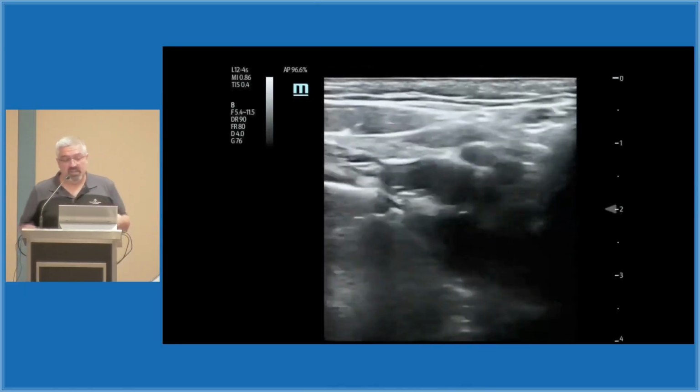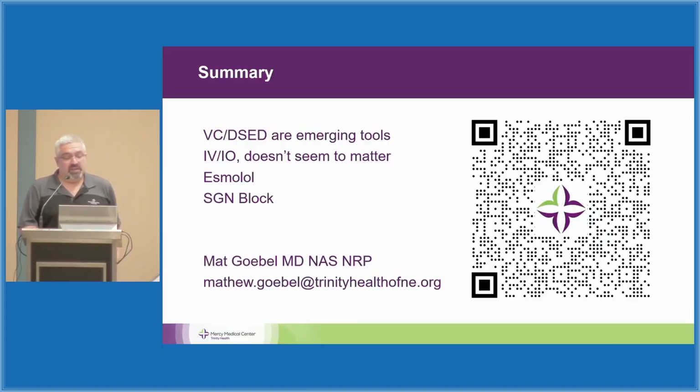So to summarize, vector change and dual sequential defibrillation are emerging tools that we're still learning how to use, but they are very promising. We don't necessarily know where the best application of them is yet. IV, IO doesn't really seem to matter, use whatever. And esmolol and stellate ganglion nerve blocks are also emerging therapies for patients that have these sort of super refractory cases of VF and VT.